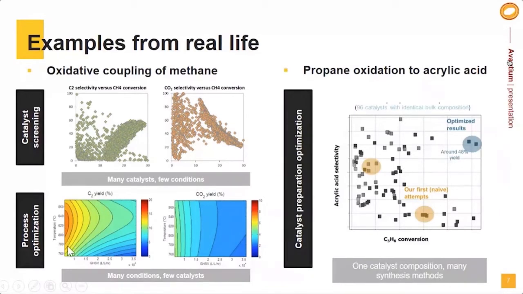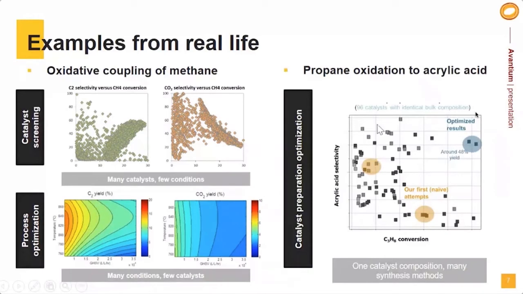That's actually at a low residence time. So you shouldn't add your reactant too fast. So here we test many conditions with a few catalysts. Now there's a third category of, let's say, experiments where you really look at the catalyst preparation. That is the example on the right.